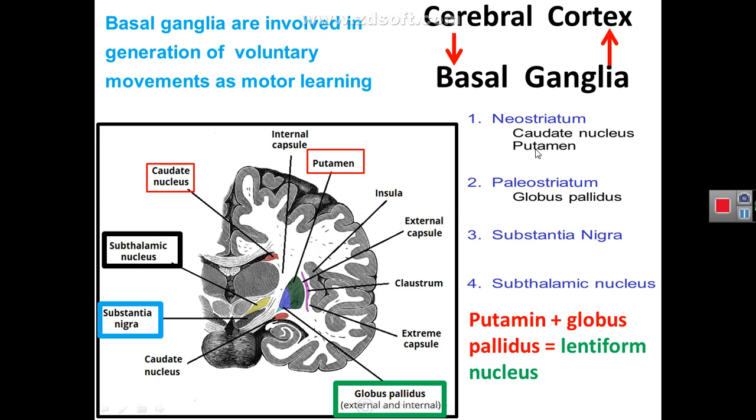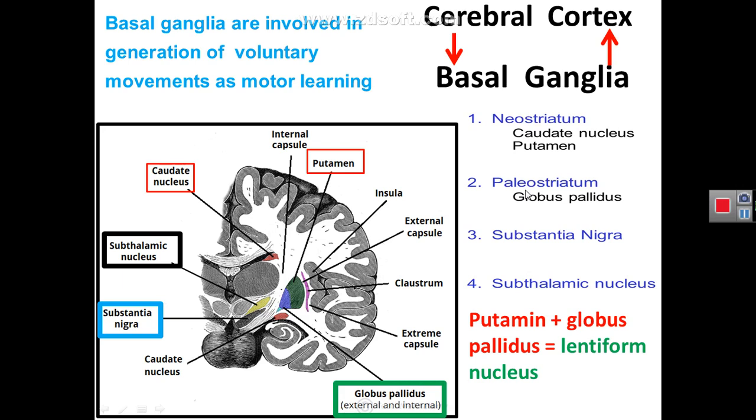The second part of the neostriatum is the putamen. All this triangular gray matter is called the lentiform nucleus. It is formed laterally by the putamen, this is the putamen, and medially by the globus pallidus. The putamen and the globus pallidus are called the lentiform nucleus, as you can see here. So only the putamen part of the lentiform nucleus forms the neostriatum with the caudate nucleus, which is considered the first part of the basal ganglia.